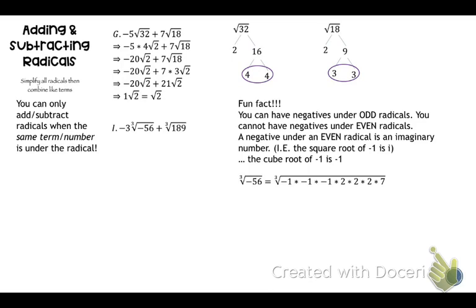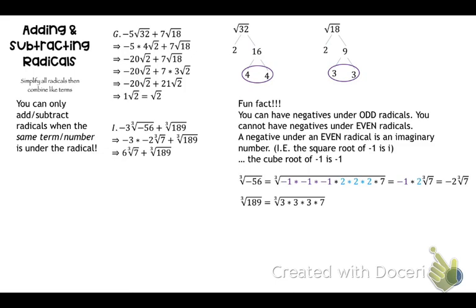Okay, now we're looking for groups of 3. So I have that group of 3 and that group. So I can pull out a negative 1, I can pull out a 2, and I'm left with negative 2 cube roots of 7. That has to multiply to the negative 3 that's already on the outside there, so that's going to be 6 cube roots of 7. We're going to do the same thing with 189.